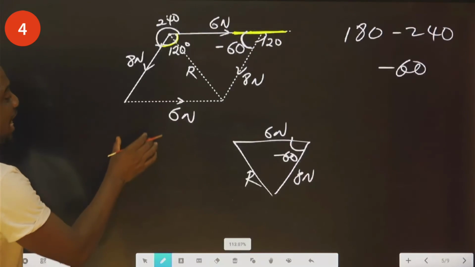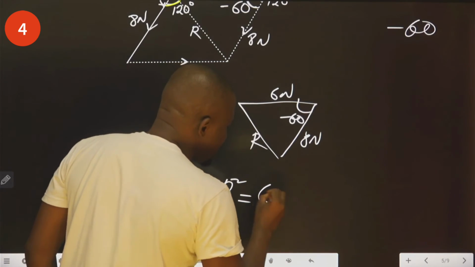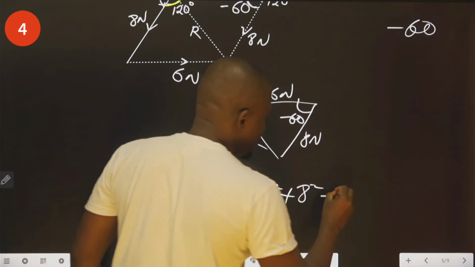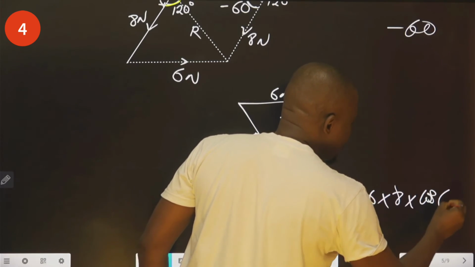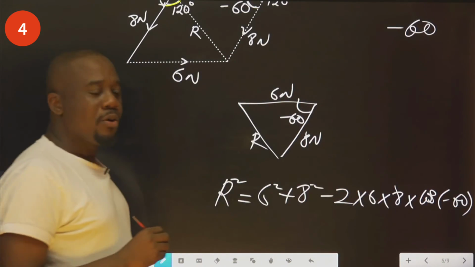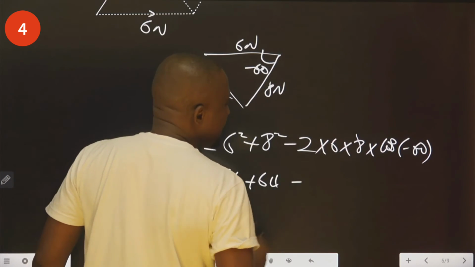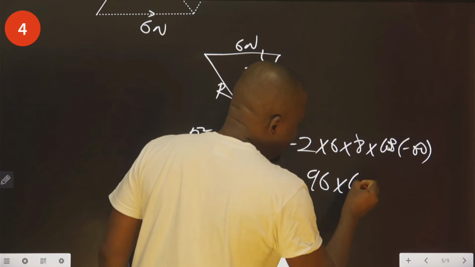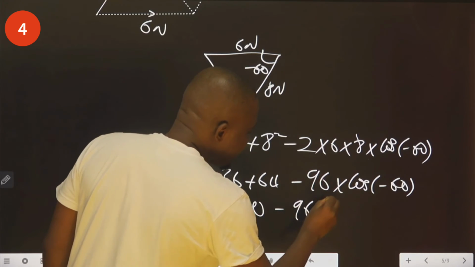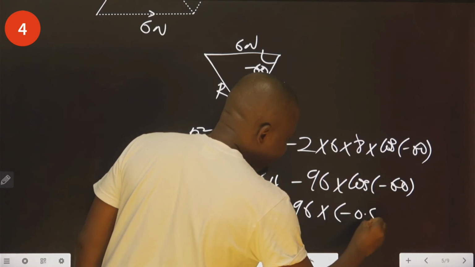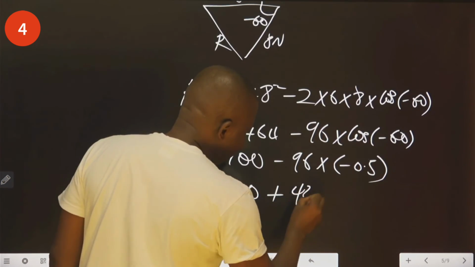To get this resultant now, you agree with me, according to cosine rule, the square of this equals 6 squared plus 8 squared minus 2 multiplied by 6 multiplied by 8 times cos minus 60. Okay? So with this now, you agree with me, we have 36 plus 64 minus 96 multiplied by cos minus 60. This is 100, minus 96 multiplied by minus 0.5. This will give us 100 plus 48.